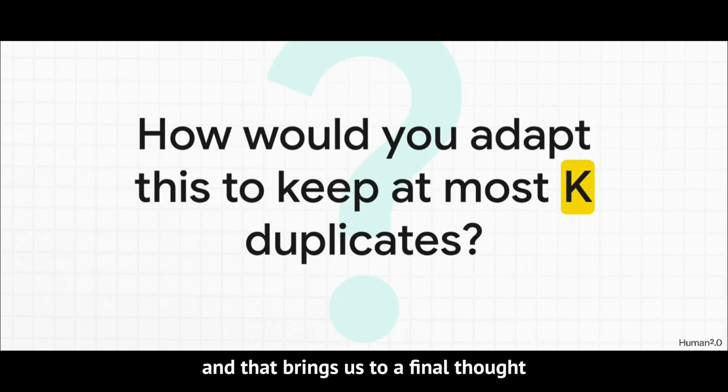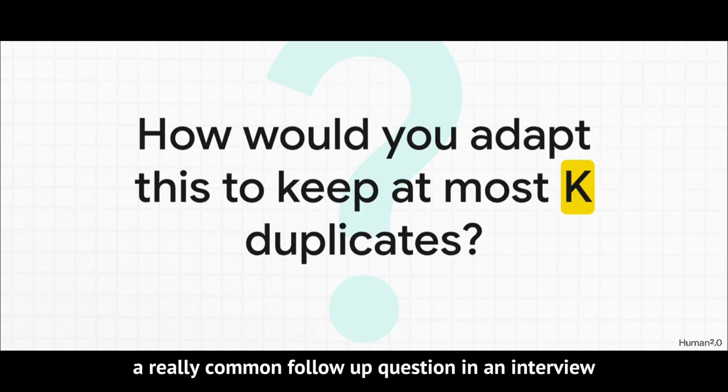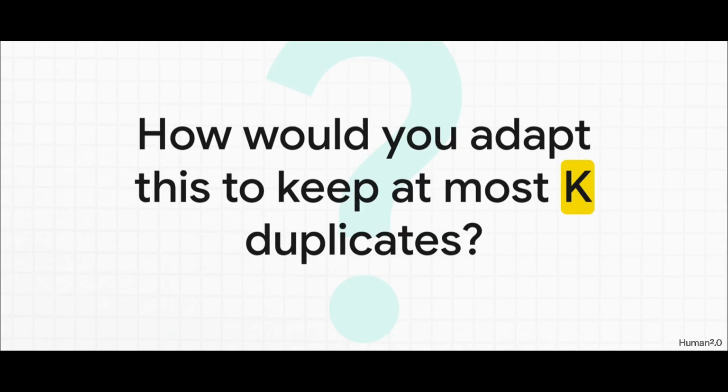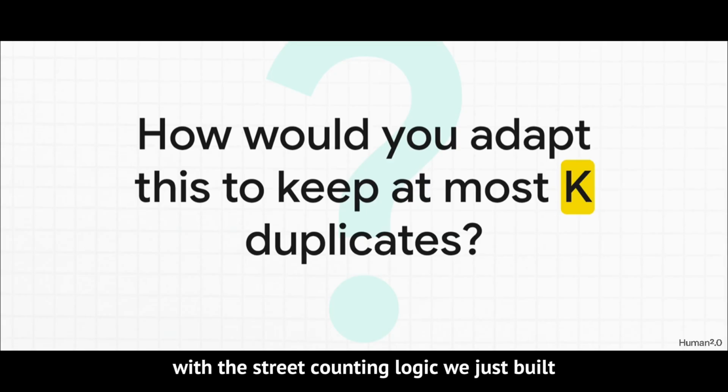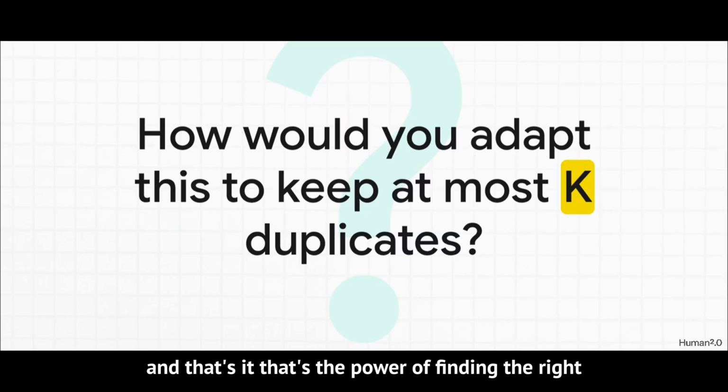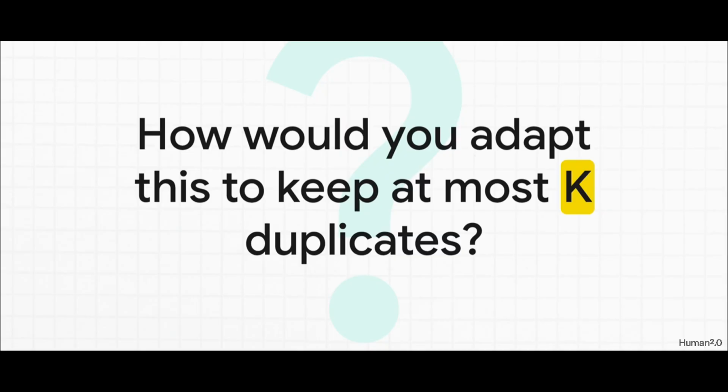And that brings us to a final thought, a really common follow-up question in an interview. How would you change this solution if you could keep at most k duplicates, where k could be any number? With the streak counting logic we just built, the answer is beautiful. You change exactly one number in the code. Min of 2, count just becomes min of k, count. And that's it. That's the power of finding the right generalizable pattern.